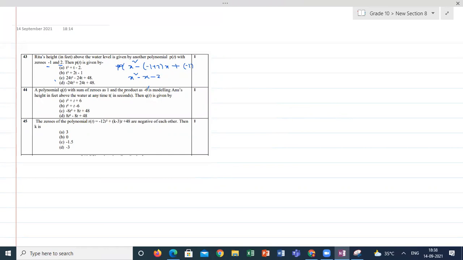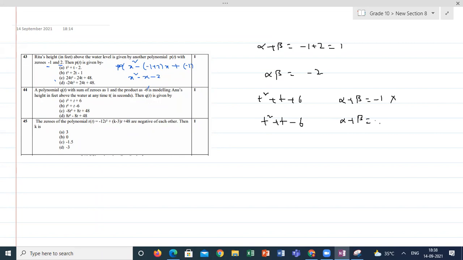See here, if I'm taking this equation, polynomial q of t, another polynomial p of t with zeros minus 1, 2. So alpha plus beta is minus 1 plus 2, which is equal to 1. Alpha into beta is minus 2. If I'm taking t square plus t plus 6, alpha plus beta is minus 1, so this is not it. If I'm taking t square plus t minus 6, here also alpha plus beta is minus 1. This is not it. If I'm taking, sorry guys, t square plus 2t minus 1, alpha plus beta is minus 2. This is also not the correct option.